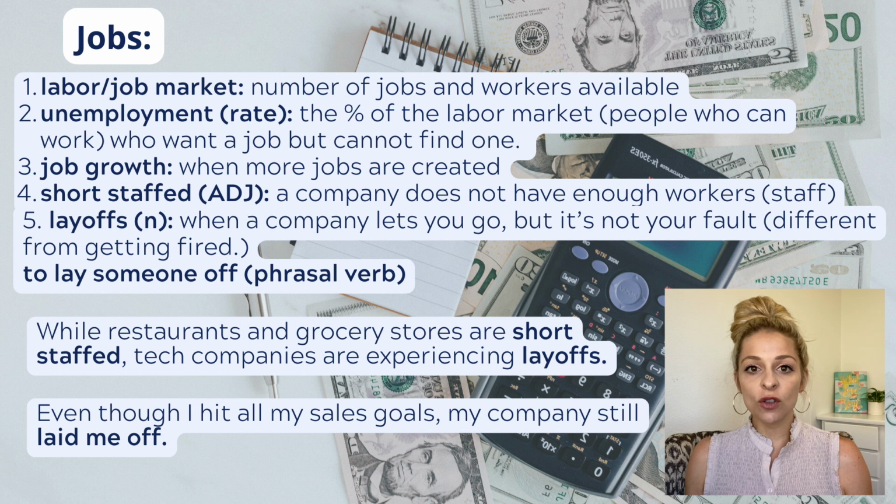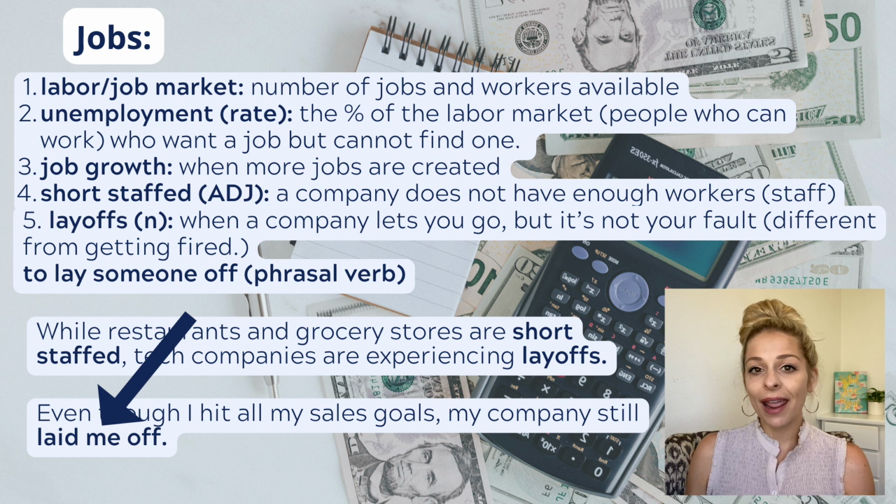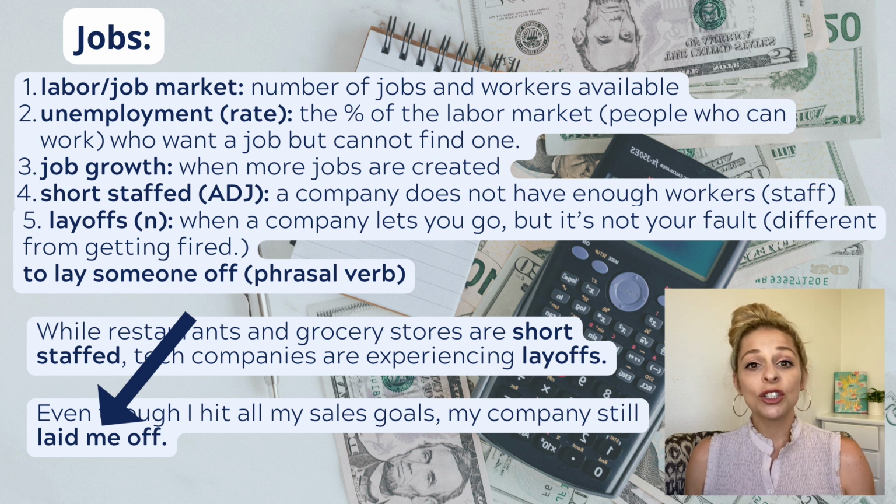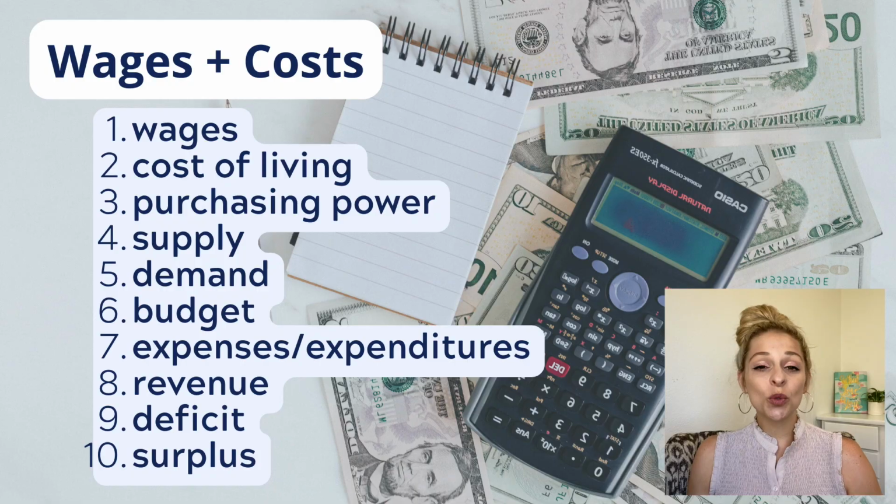Notice in the phrasal verb that this is separable, so the pronoun me goes in between the verb lay and the preposition off. To lay me off, to lay someone off. Okay, let's move on to section number 2, which will discuss wages and costs.